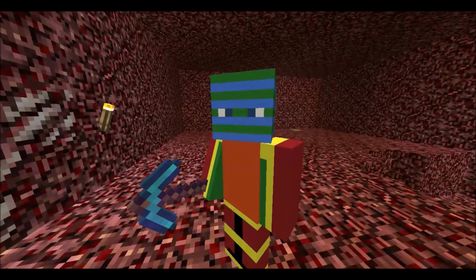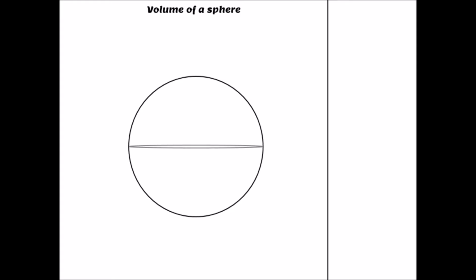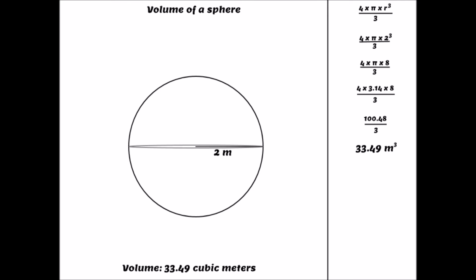Cool. Lastly, spheres. The formula for the volume of a sphere is 4 times pi times the radius cubed, divided by 3. What does that mean? It's easier than it sounds. Look, the radius of the sphere is 2 meters. 2 cubed is 8. 4 times 3.14 times 8 is 100.48, and 100.48 divided by 3 is about 33.49. The volume of that sphere is about 33.49 cubic meters.